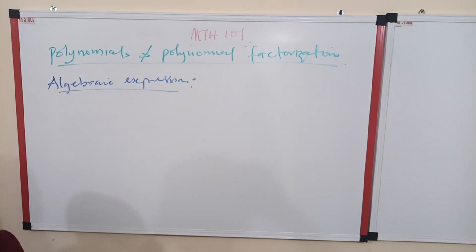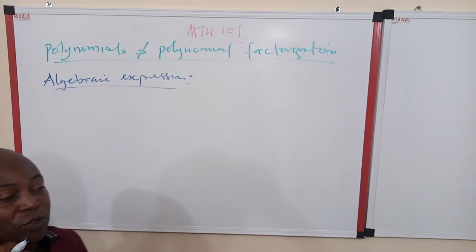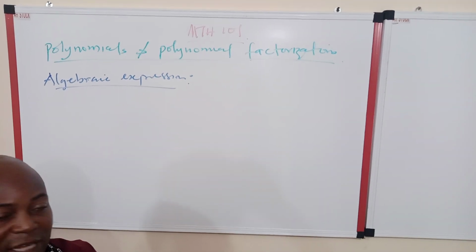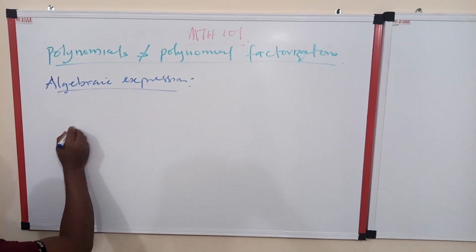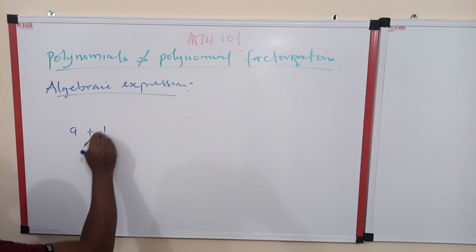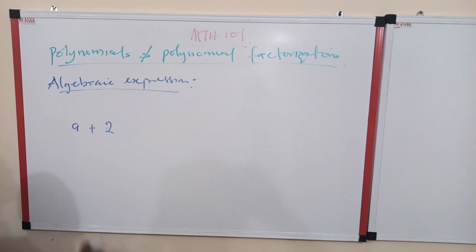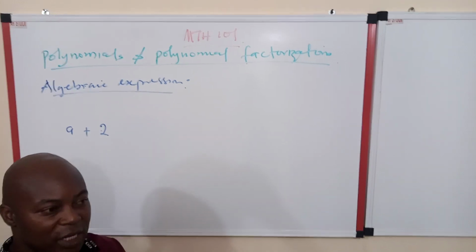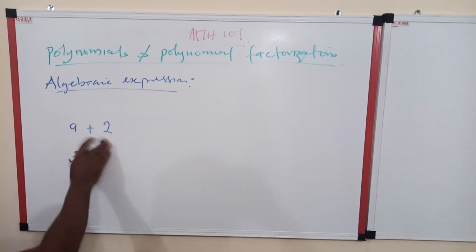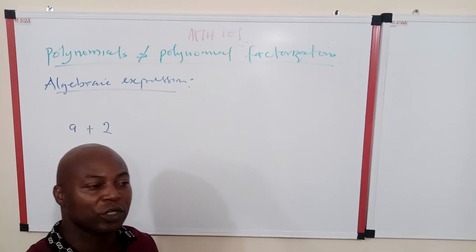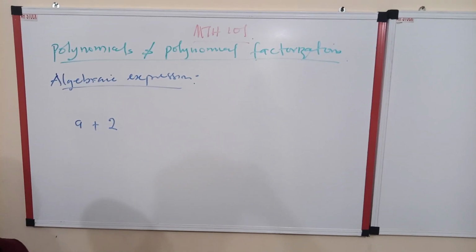Algebraic expressions. Now, what are algebraic expressions? In solving mathematics, we are used to coming across expressions that are a combination of both alphabets and numbers, like A plus 2, where this A is unknown and this 2 is a known, numerical number. This kind of expression, where we have a combination of alphabet and number, is referred to as an algebraic expression.